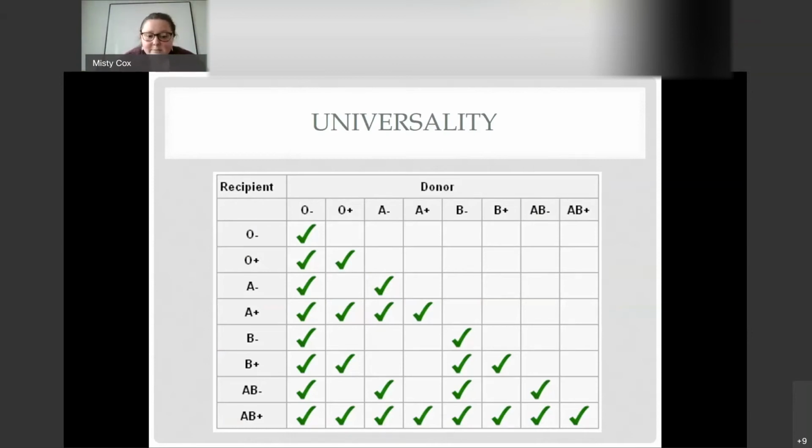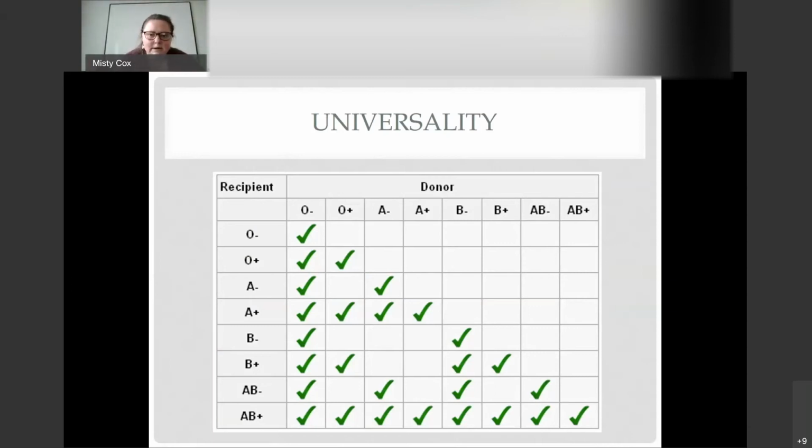The universal recipient blood type is AB positive. You'll see that on the grid at the very bottom row where all the checks are all the way across. That means AB positive can receive any blood type. And then, good job everybody in the chat, O negative, which is the columns, can donate to anybody.